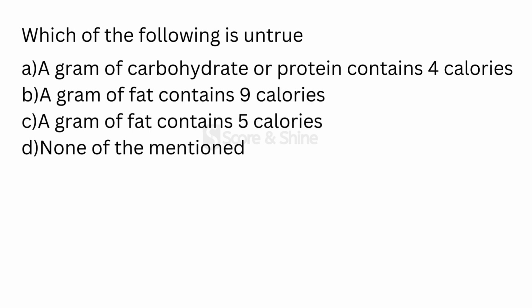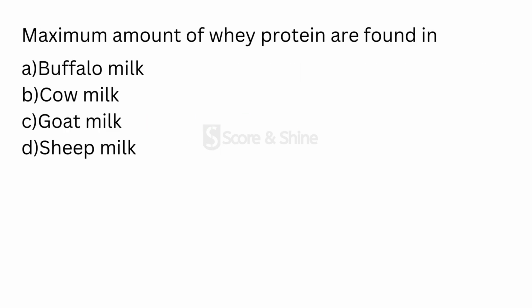And next, which of the following is untrue? So the answer is a gram of fat contains 5 calories is untrue. So here this is untrue because a gram of fat contains 9 calories. And next, maximum amount of whey protein is found in. So it is found in sheep milk.